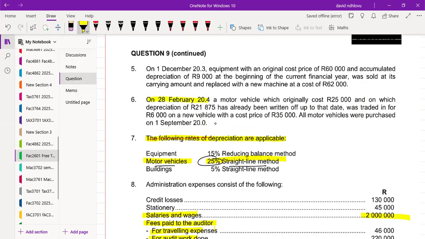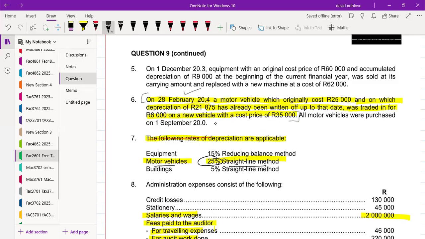Right, on 28 February 2024, a motor vehicle which originally cost 25 and on which depreciation of 21,875 had already been written off up to that date was traded in for 6,000 on a new vehicle with a cost price of 35. So we are very clear. We sold the old vehicle on 28 February of the year 2024, and we immediately traded it in with that vehicle for 35.